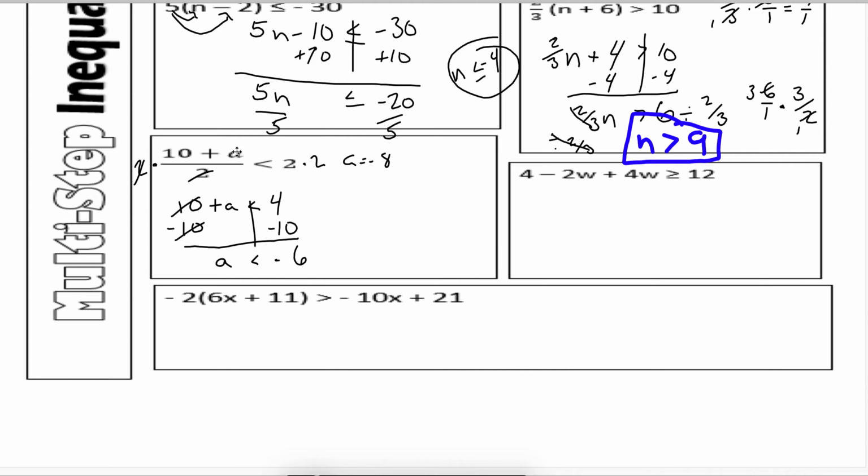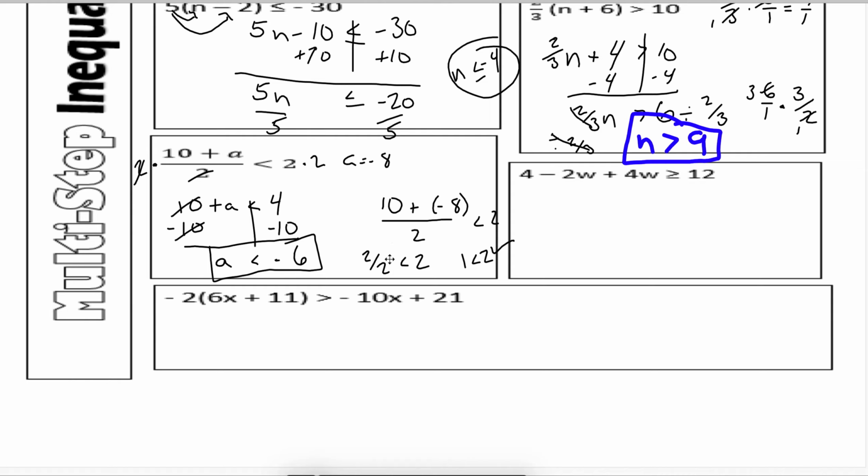So we're going to substitute negative 8 in for a. 10 plus negative 8 over 2 is less than 2. Well, what's 10 plus negative 8? It's 10 minus 8, which is 2, over 2 is less than 2. 2 over 2 is just 1. Is 1 less than 2? Yes, it is. So that must mean that this worked out in our inequality right here: a is less than negative 6.